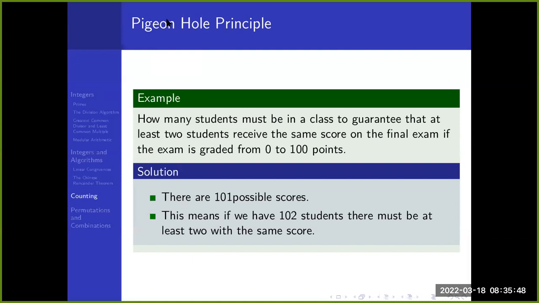Okay, you can ask the question now. What if the score remains 100? There are 101 scores. If you count 0, 0 is a possible score. Is it making sense? Okay. Yes. If you count from 0 to 100, those are 101 possible scores.